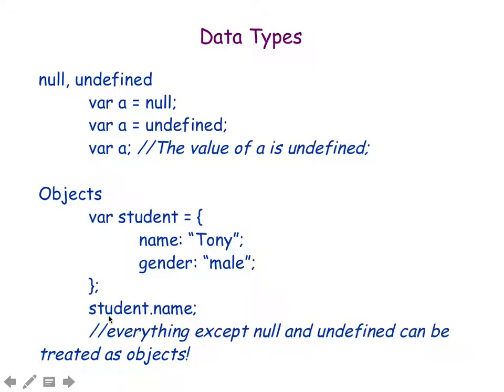And then what is this? Student.name. What does it do? Does it print something? First of all, is it a member variable or member function? If it is a member function, we should have a parenthesis. Is it right? So by that, we can infer that this guy is a member variable.